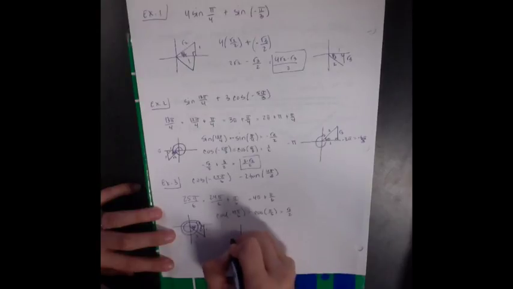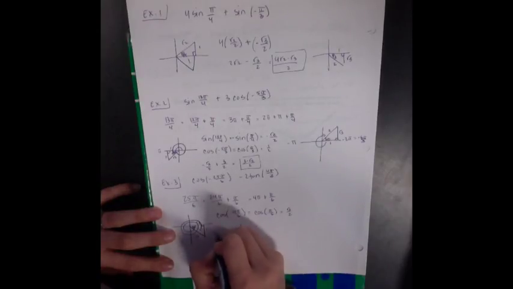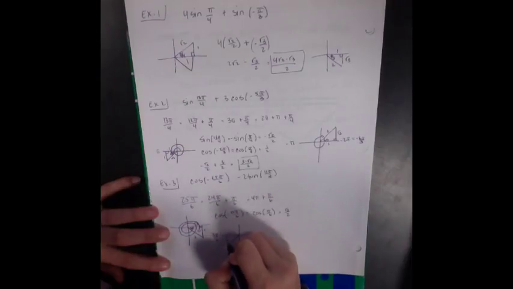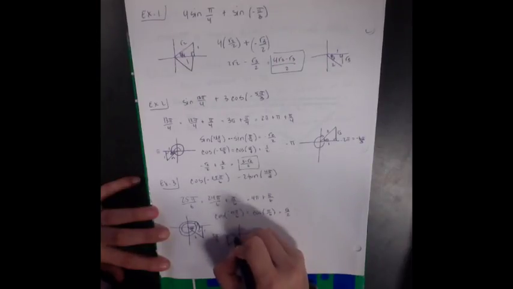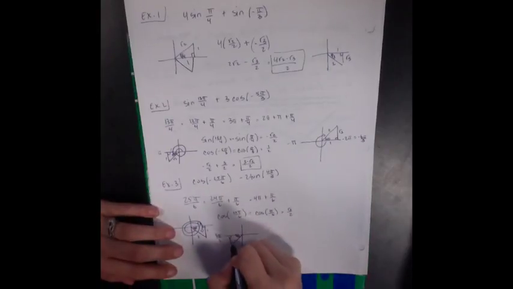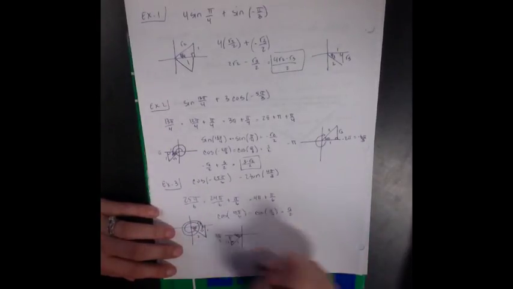And 4 pi over 3, we know that this is 3 pi over 3, or pi. So I've gone pi over 3 past right here. And I always remember pi over 3 is 60 degrees. So that means this is 30. So I have root 3, 1, and 2.